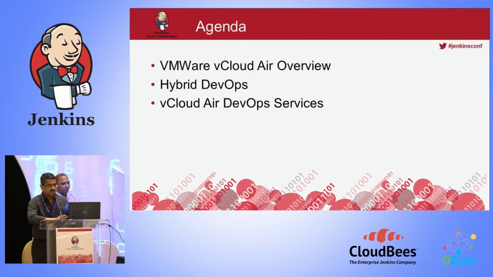So from an agenda perspective, we'll be covering a brief overview of vCloud Air, and then we'll cover what we call hybrid DevOps. This is essentially how you can not only implement your DevOps processes on premise, but also move some of the workloads into the cloud, and have this hybrid deployment where you're using resources both on-prem and on-cloud on an as-needed basis, which we call hybrid DevOps. And then finally, we'll cover some of the services that will be available in our public cloud offering, vCloud Air, starting this month, and then some of the roadmap items for the rest of the year.